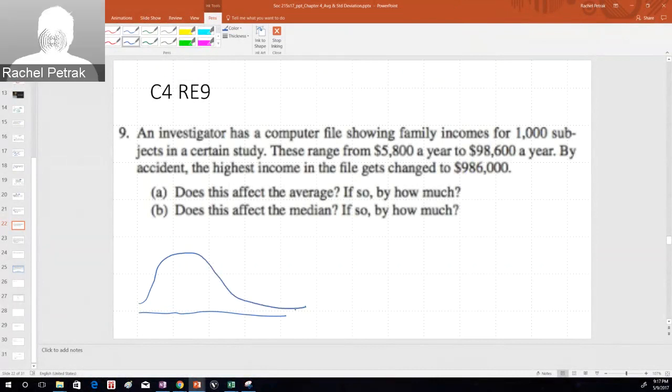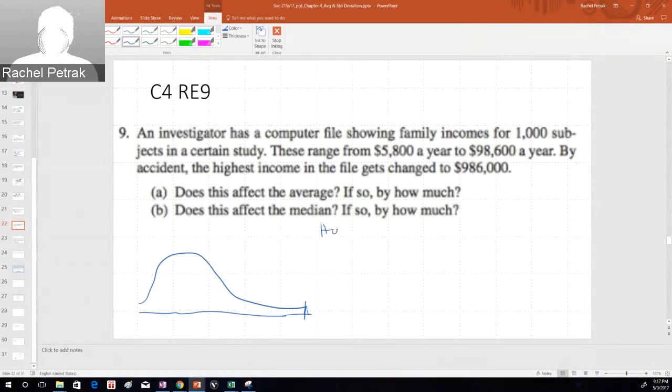So now we have this one point way out here, way higher than the rest. So our distribution will be skewed and will affect the average. Yes, by how much? Well, we can find that by figuring out the difference of how much this score went up by.